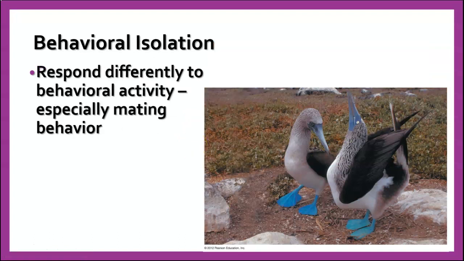Behavioral isolation is when individuals of different populations respond differently to behavioral activities, especially mating behavior. The two birds shown here in the picture are called blue-footed boobies, and they live in the Galapagos Islands. They have a very elaborate dance that the male has to do to get the female to accept him as a mate. It also has to do with the coloration of their feet, because they are particularly attracted to certain shades of blue. If the male doesn't make exactly the right moves and doesn't have exactly the right coloration, then the female will not have anything to do with him, and therefore they would be isolated from each other in terms of breeding.